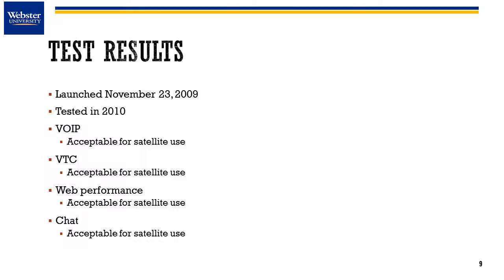We'll now talk about some of the test results. The IP routing in space system was launched on November 23rd, 2009, with on-orbit tests being performed in 2010 to determine if the system worked as intended. As with any test of a satellite communication system, it is important to test the voice quality of the system and make sure it's working as expected.